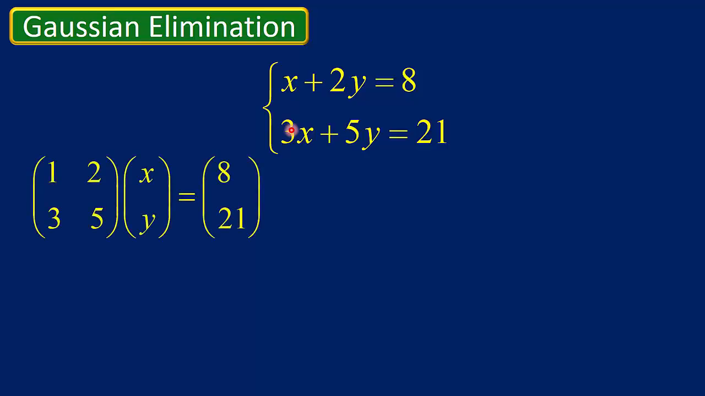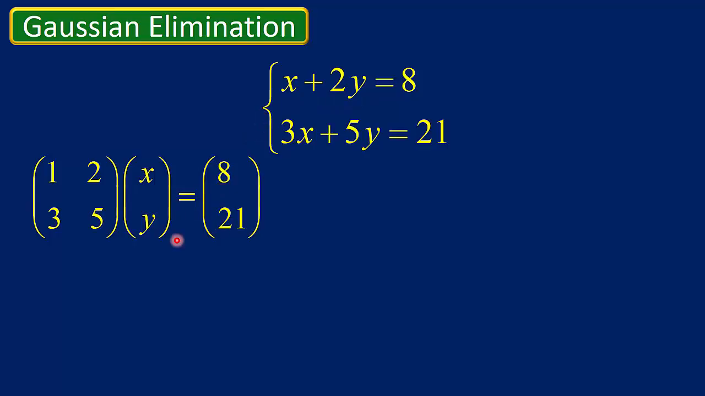In other words, let's rewrite this system of equations in matrix form, like this. Notice what I have here. I have a matrix of coefficients, right? See, 1x, 2y, 3x, 5y. And then over here on this other side, I have the constants, 8 and 21.